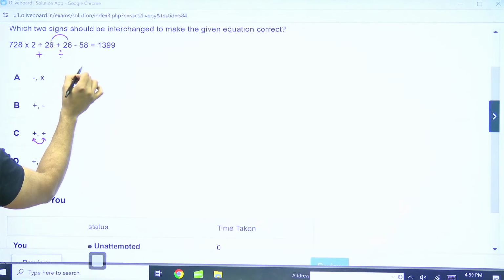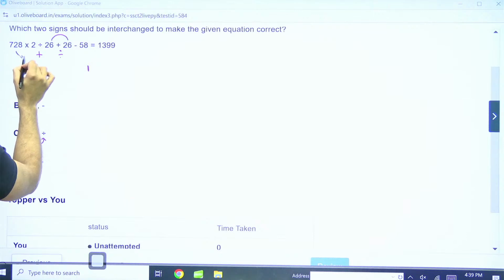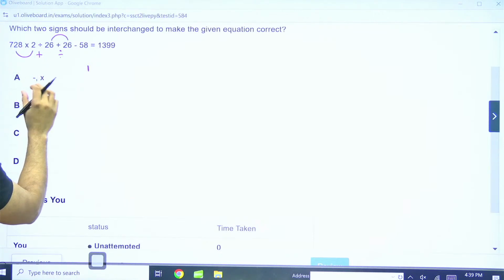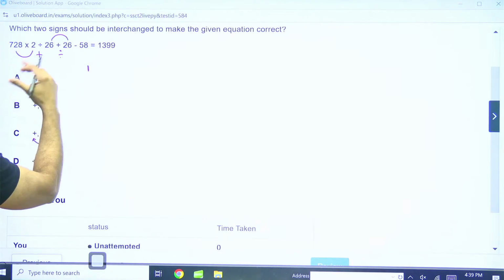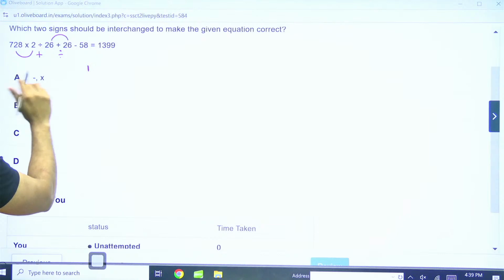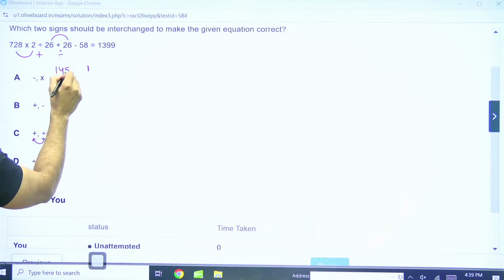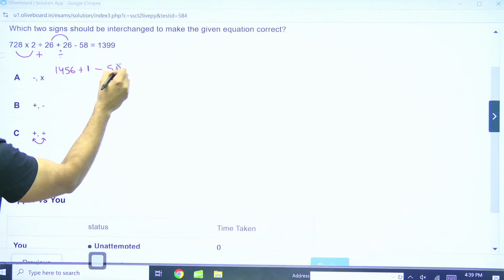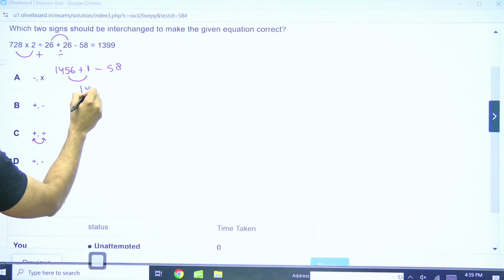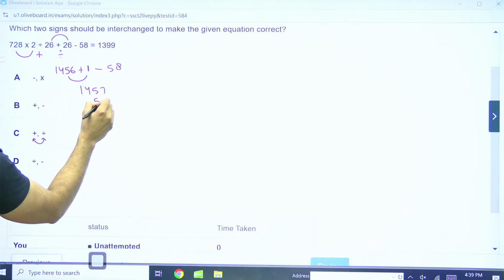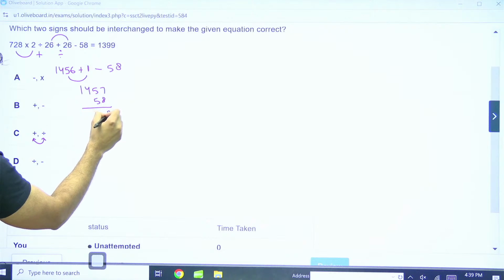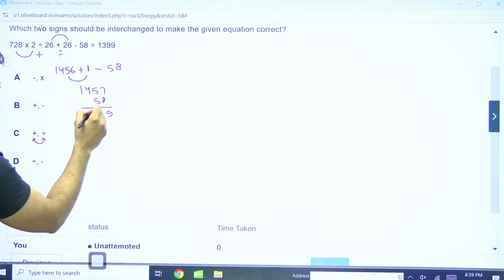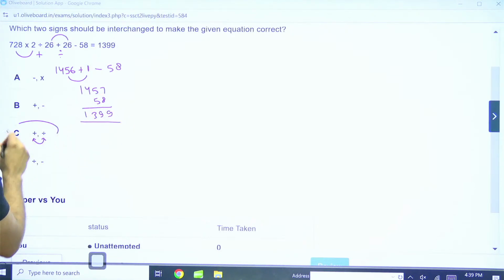26 divided by 26 will become 1. 728 multiply 2, multiplication should be solved. It will become 700 into 2, 1400. 28 into 2, 56. So it will become 1456, plus 1 minus 58. It will become 1457 minus 58. 17 minus 8, 9. 14 minus 5, 9. 3, 1. 1399, which matches with option C.